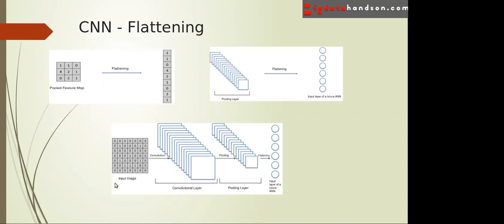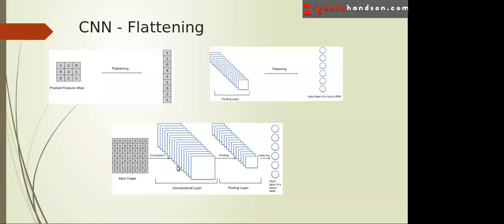So the steps we covered previously: you can see input image, convolutional, and then max pooling, and after the pooling layer we'll flatten the image. Now it is the input features for the ANN. So this is the process of CNN.